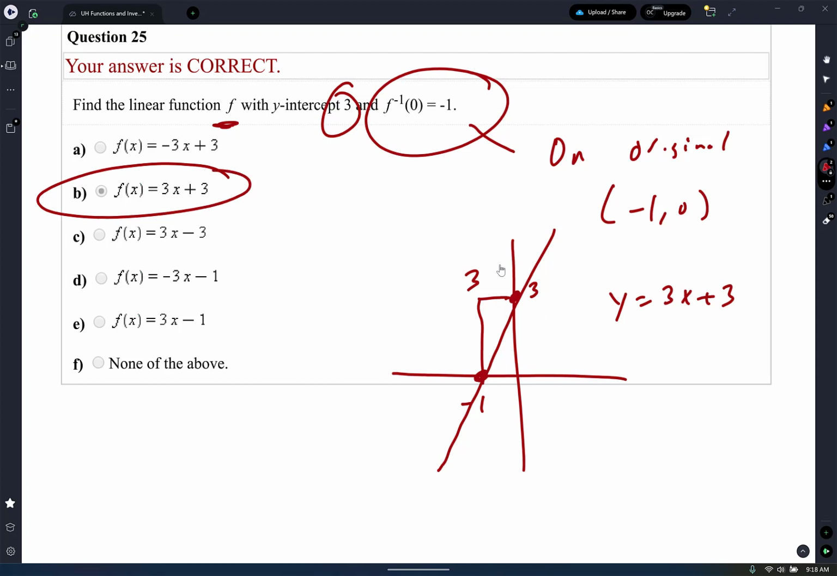There it is. Do you see how we did it, guys? I'll give more details. y equals mx plus b. The b is the y-intercept. They already tell me what it is. And then I just found the slope. I went up 3 times, right 1 time. So my slope was 3, so m was 3.